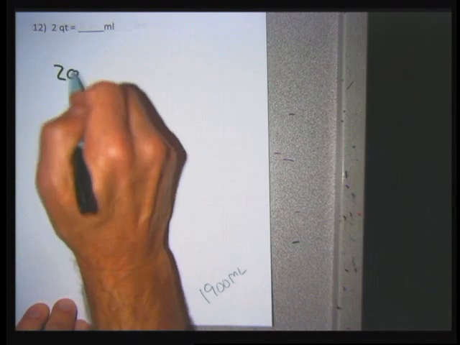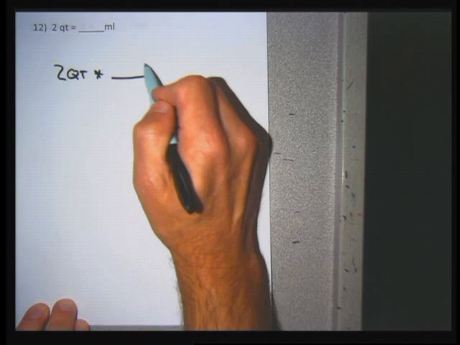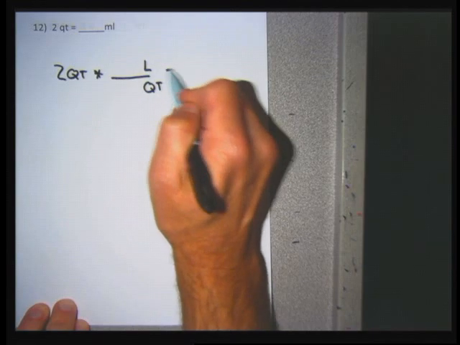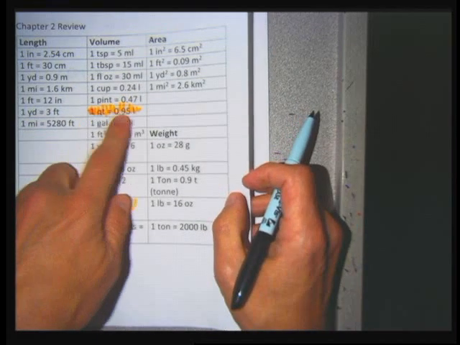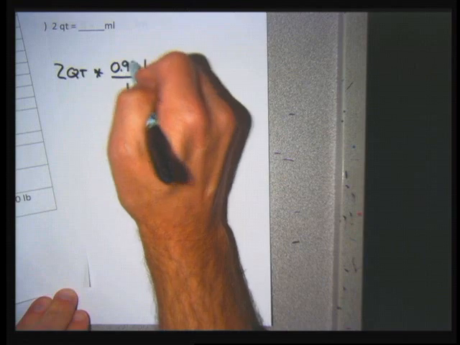So I'm going to go from 2 quarts and get to liters. So I want to end up with liters and get rid of quarts. In the denominator, I put what I want to get rid of, which is quarts. In the numerator, I put what I want to end up with, which is liters. And I know that 1 quart is 0.95 liters. So I'm going to have 1 quart and 0.95 liters.